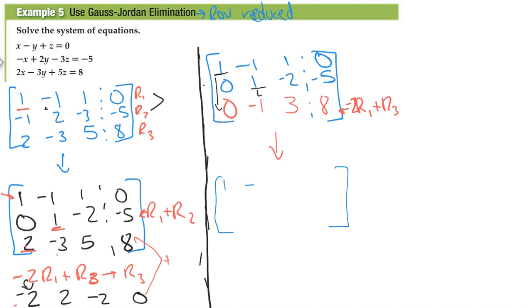So row 1 doesn't change. I take care of everything rewriting it before I even look at what I'm changing, just so that I don't try to do too much at once. So now I'm going to do row 2 plus row 3, and that becomes my new row 3.